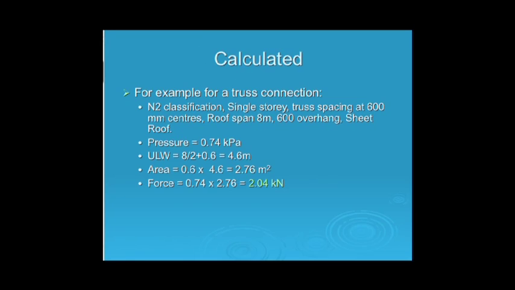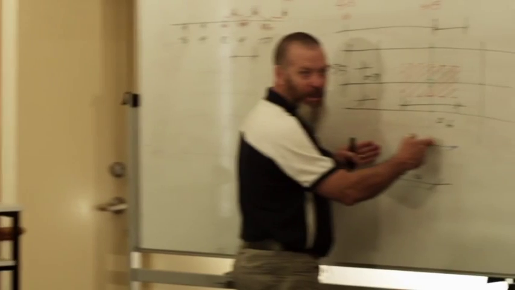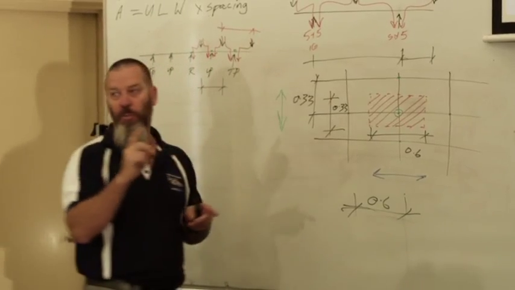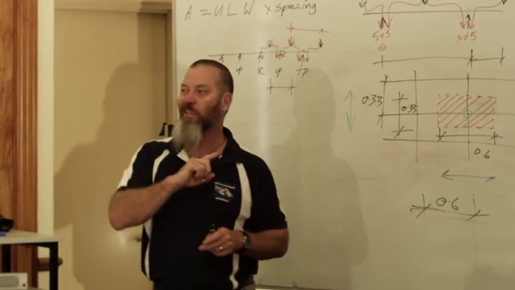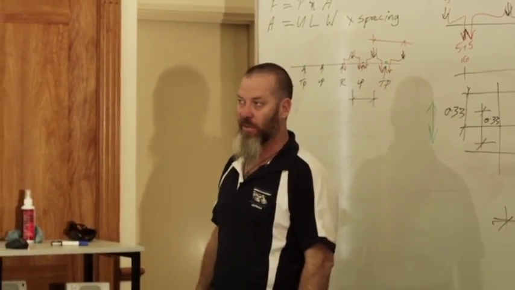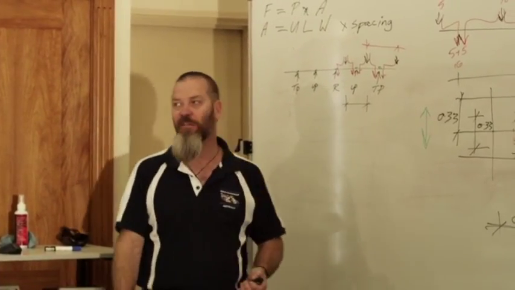So here's the information I was given. N2, single storey, truss spacing 600 centres, roof span 8 metres, 600 overhang, sheet roof. There are a couple of critical bits of information there. First of all, N2 and sheet roof are the critical parts. Secondly, where it says truss spacing at 600 centres, obviously that's the distance the trusses are apart, so that will be the distance between connections, 600. And the roof span is 8 metres. What that should really say is the distance between the connection on that side of the building and the connection on that side of the building. So already you can see the pattern forming here, I hope.